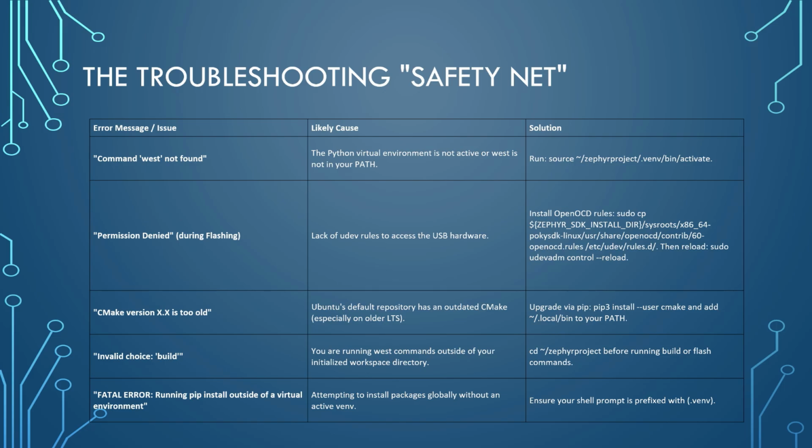The key takeaway here is not to panic when something goes wrong. Most Zephyr setup issues are environment related and can be fixed by checking just a few things. This troubleshooting slide is your safety net. Use it whenever you get stuck. With this safety net in place, you are well equipped to move forward confidently with Zephyr RTOS. In the next slides, we will wrap up this episode and talk about what's coming next in the series.